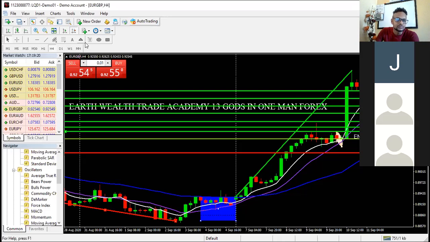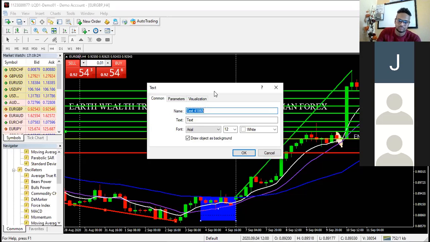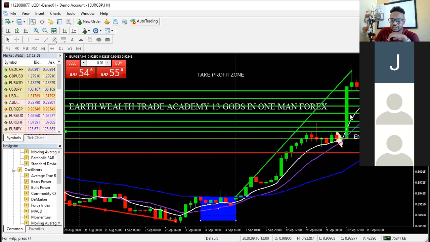So I'm going to put a text right in here that says take profit zones. It's going to be a take profit zone. And it's all about setups, guys. You got to get your setups right. So in here are going to be all these candle red, going to be all your take profit zones, right? Right in here, all of this.